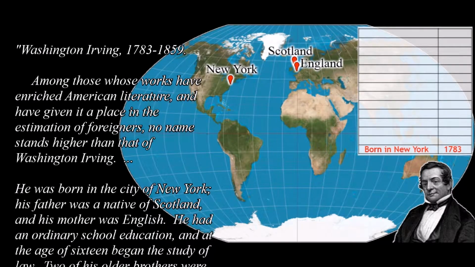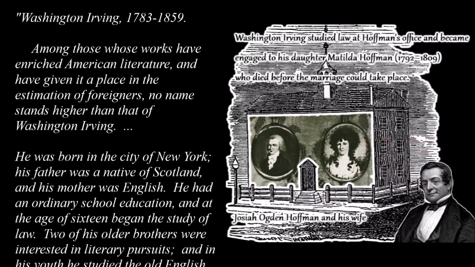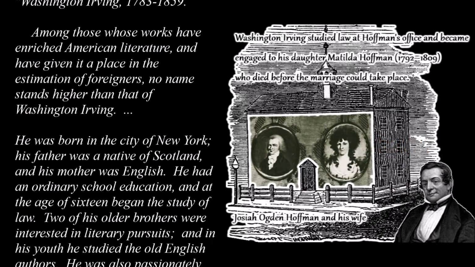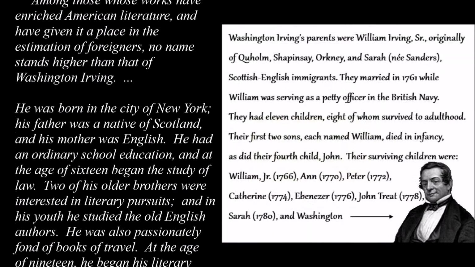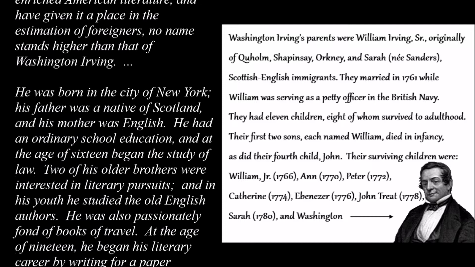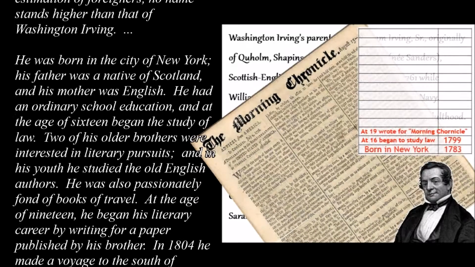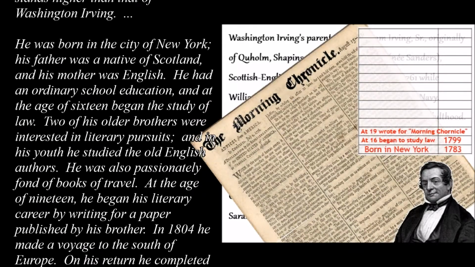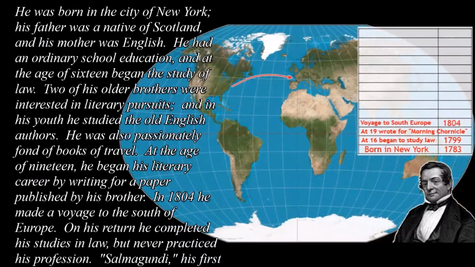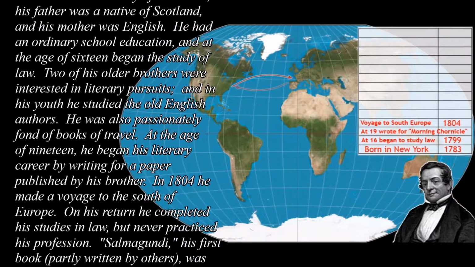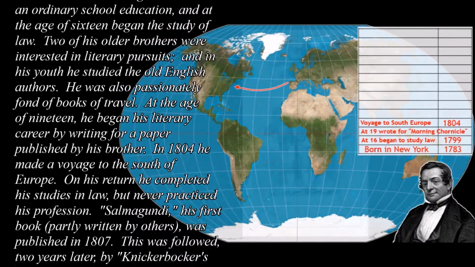He had an ordinary school education, and at the age of 16 began the study of law. Two of his older brothers were interested in literary pursuits, and in his youth he studied the Old English authors. He was also passionately fond of books of travel. At the age of 19 he began his literary career by writing for a paper published by his brother. In 1804 he made a voyage to the south of Europe. On his return, he completed his studies in law, but never practiced his profession.